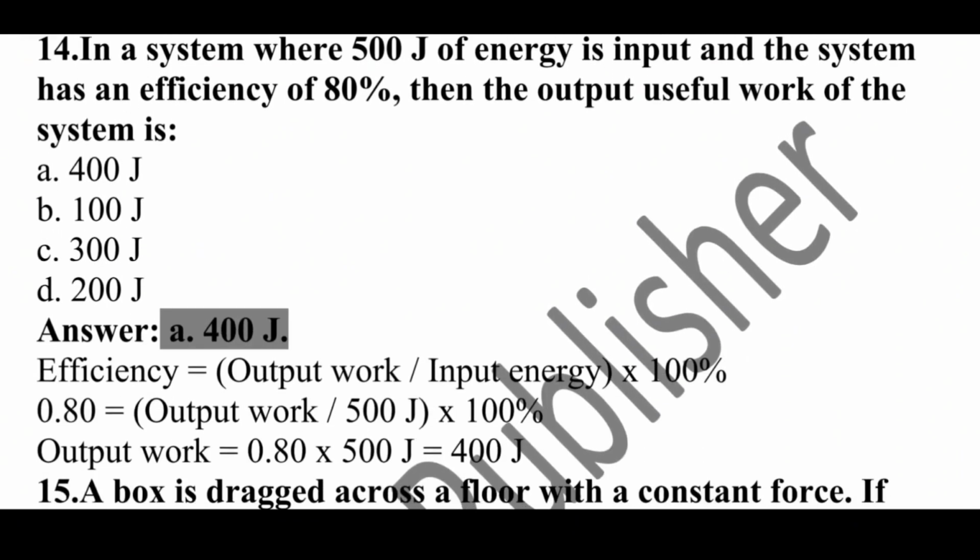Question number 14. In a system where 500 joule of energy is input and the system has an efficiency of 80%, then the output useful work of the system is option A 400 joule, option B 100 joule, option C 300 joule, option D 200 joule. So the correct option is 400 joule.